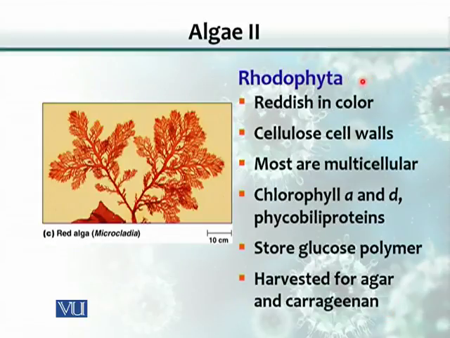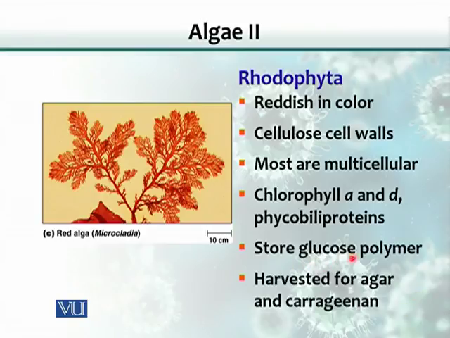Rhodophyta is a second type. These are reddish in color. Their cell wall is composed of cellulose, much like plants. Most are multicellular, and their chlorophyll has chlorophyll A and D, and also there's a protein called phycobiliproteins. These are electron-capturing devices or substances which capture the light and use it for photosynthesis.